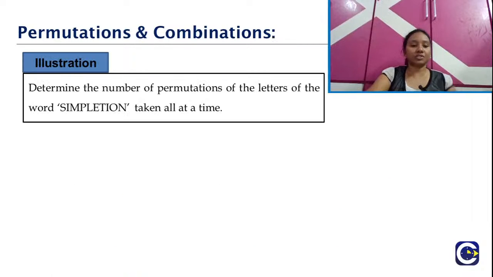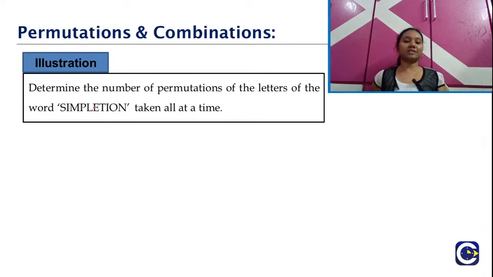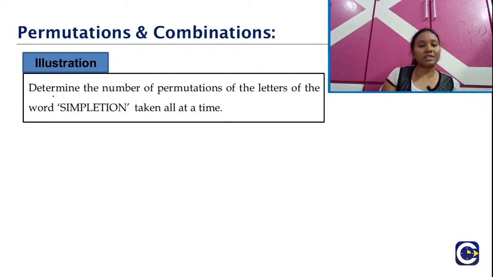So let's do some questions related to this. Here comes the first question. If the question doesn't mention whether repetition is allowed, you have to go with not allowed. That's the standard case. Determine the number of permutations of the letters of the word SIMPLETON taken all at a time. Here they haven't mentioned repetition is allowed, so we'll consider it not allowed. How many elements are there here? 1, 2, 3, 4, 5, 6, 7, 8, 9 and 10.